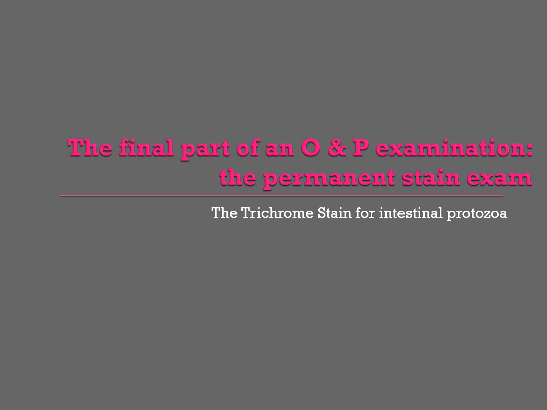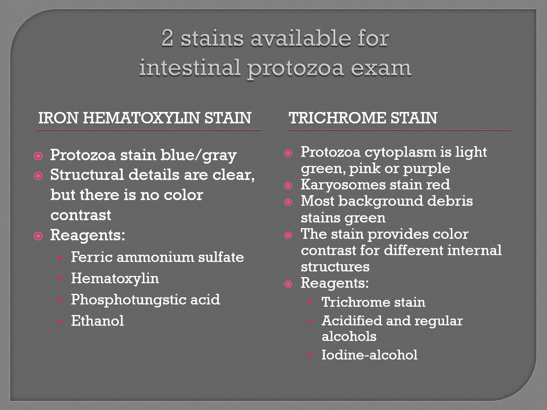So there are 4 parts of an ovum parasite study: the gross exam, the direct exam, the concentration, and the perm, or the permanent stain. Let's look real quick at some comments that I want to make about the trichrome stain. There are actually 2 stains available for ovum parasite studies. One is called the iron hematoxylin stain, and the other one is called the trichrome stain.